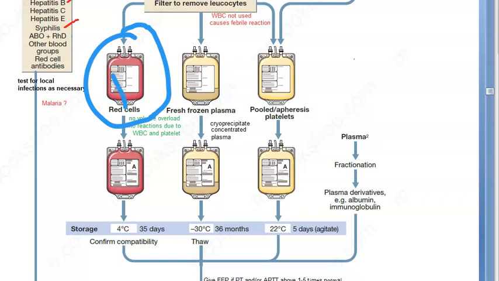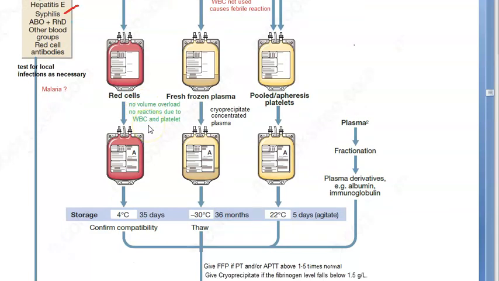Basically, what will happen? This only RBC, the cells you are giving, right? So they will not have volume overload. Okay. So it is safe. The volume overload won't be there, and they won't have adverse reactions because of these platelets or WBCs, etc. So this you can give.